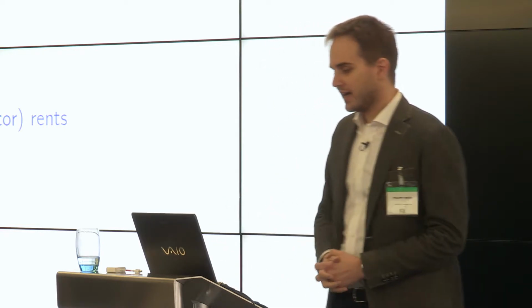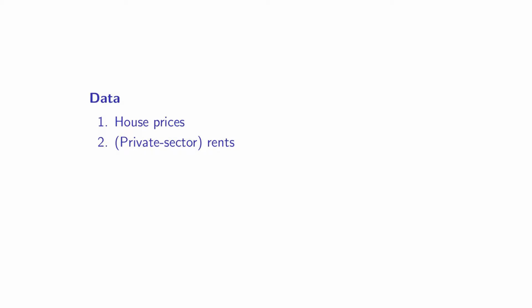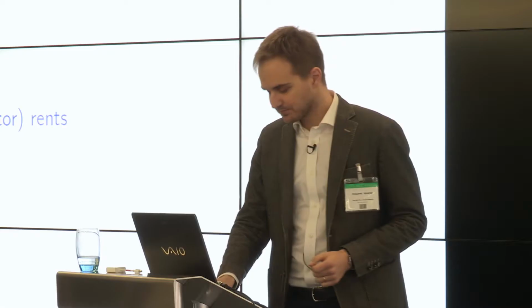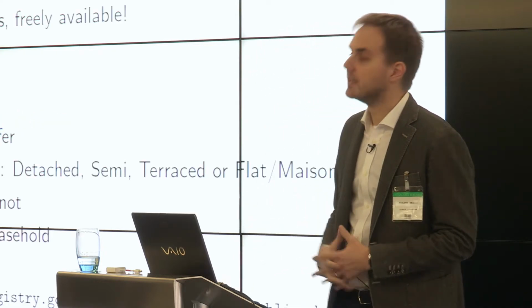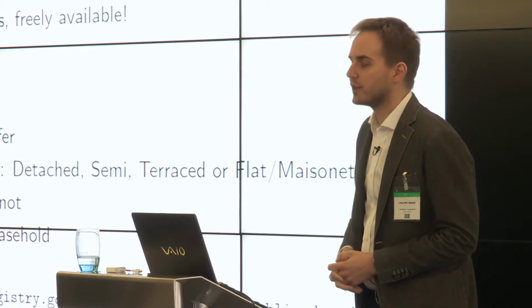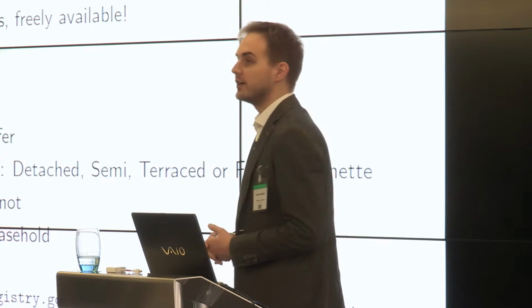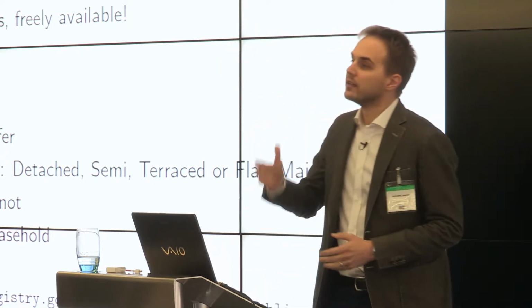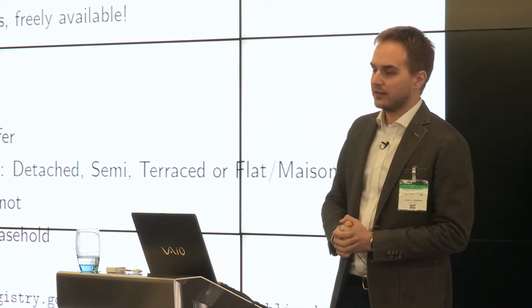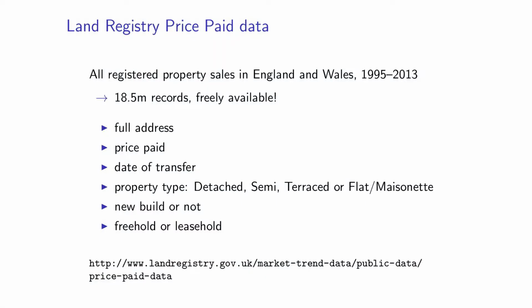So in my analysis, I need two sources of data clearly. One is house prices, the other is private sector rents. Now, house prices is the easy part because we now have the Land Registry price paid data, and it has been released last year, the entire data set, starting 1995 until 2013. This is an incredible, for people studying the housing market, it's an incredibly useful data set.